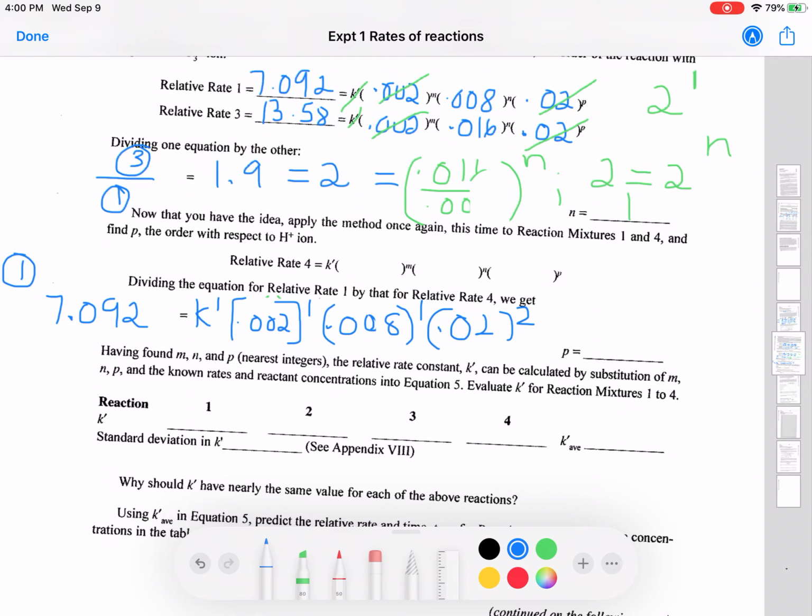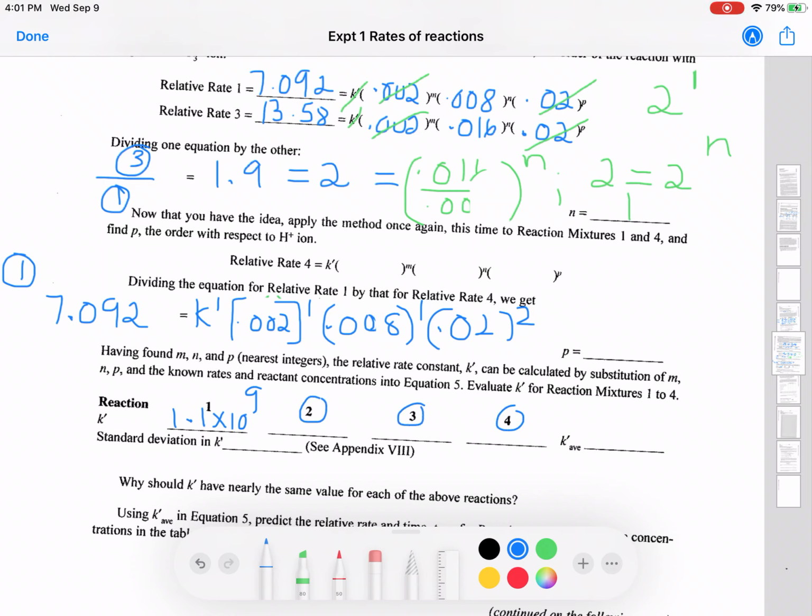So when you solve, you take 7.092 and divide it by 0.002, 0.008 and 0.02 raised to the power 2. When you do that, you might get a huge number. It's a very high rate constant. You will get something like 1.1 times 10 to the 9. That's going to be the rate constant. And you're going to go ahead and do your own calculations for the second, third, and fourth.